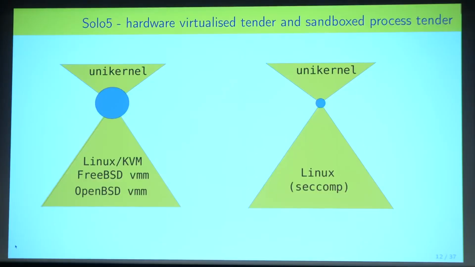If we look in more detail at what shapes Solo5 can have, on the left side we see it running in a hardware virtualized tender: you have Linux, FreeBSD or OpenBSD at the bottom, a Solo5 blob in the middle, and on top the unikernel. On the right-hand side, you see the Linux seccomp process with a much smaller Solo5 blob, because it doesn't need to do that much anymore. All the hypercalls are basically translated to system calls, so you actually get rid of them.